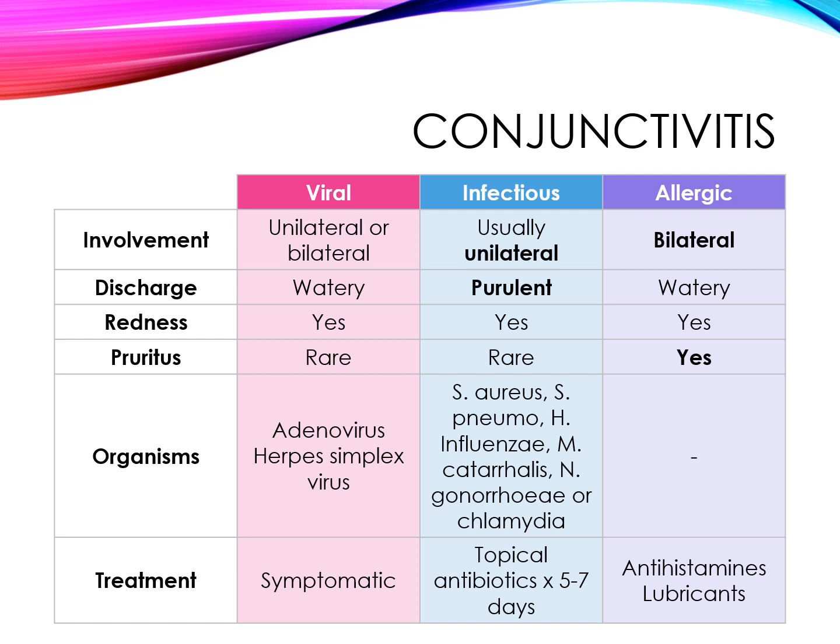There are some major differences in symptomatology between the causes of conjunctivitis, and they are listed in bold. As you can see, bacterial conjunctivitis is usually unilateral with purulent discharge, whereas allergic conjunctivitis is bilateral with watery discharge and lots of itching.